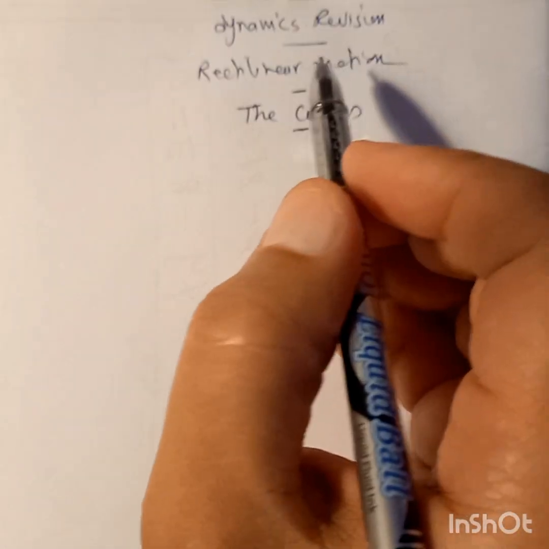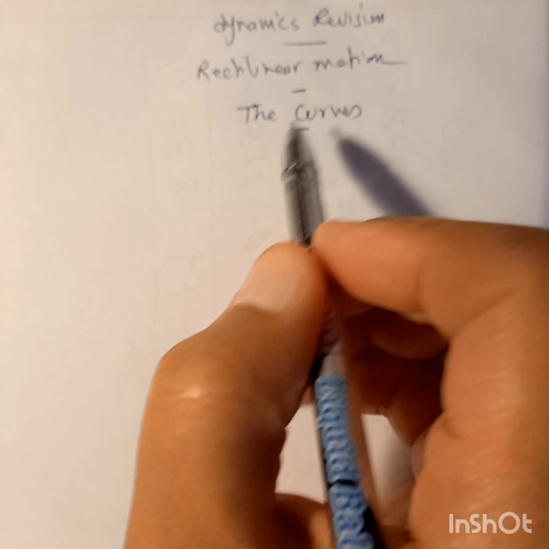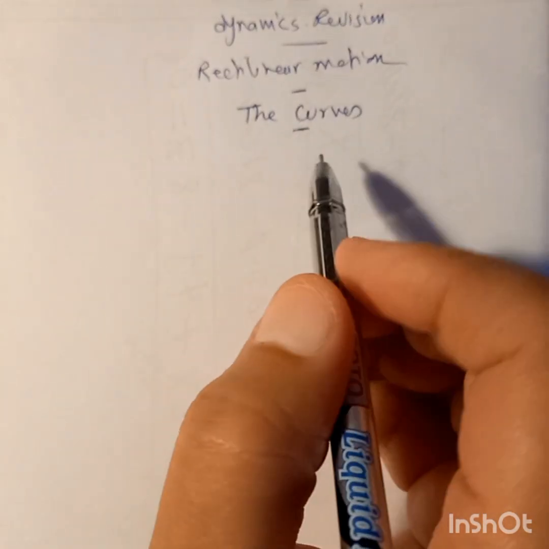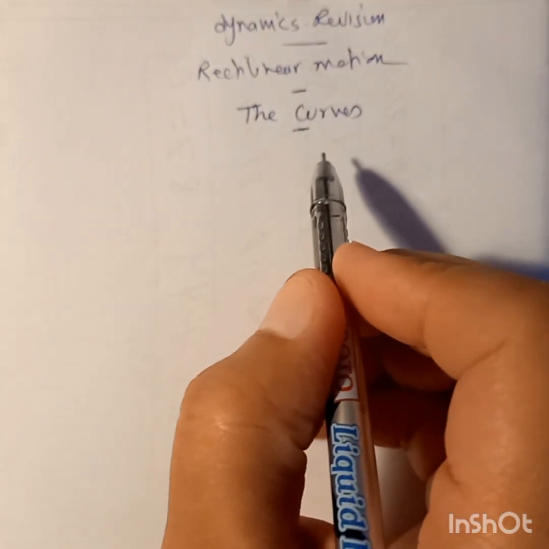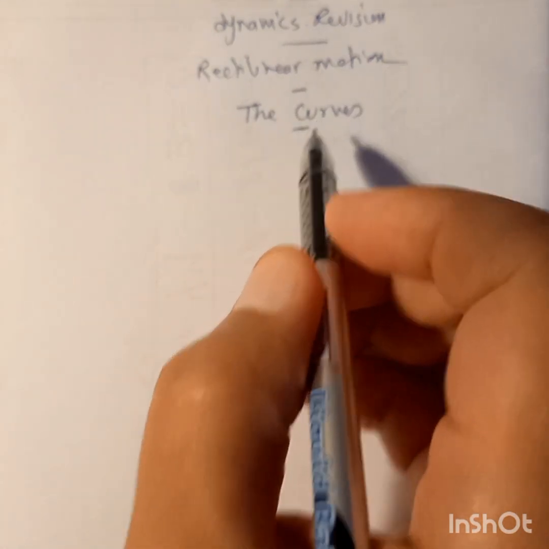Rahim. Now we're going to continue our revision of dynamics, rectilinear motion. This session is dedicated to explain in detail the curves relating to the rectilinear motion of any body.